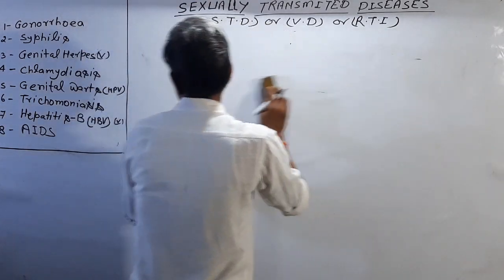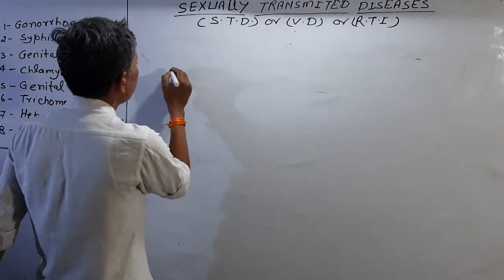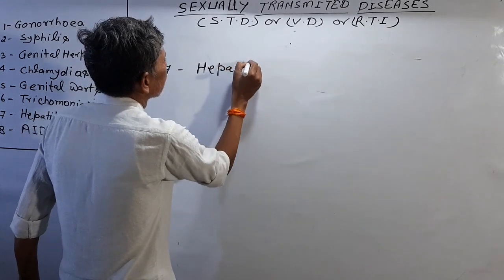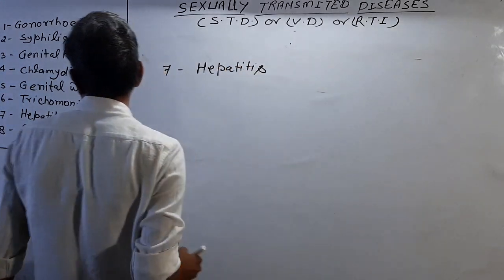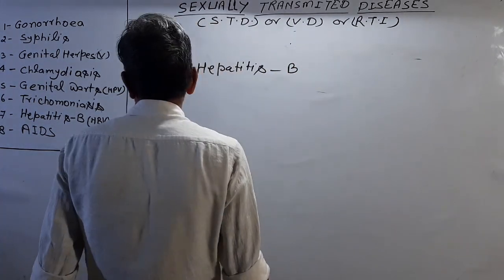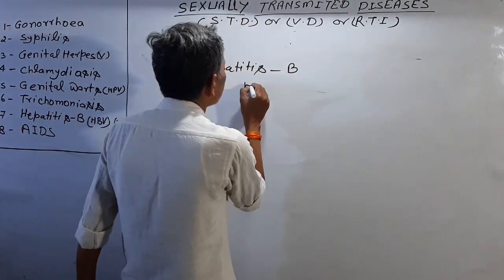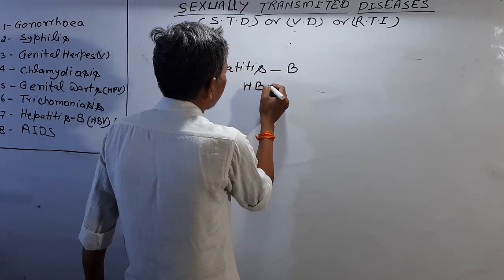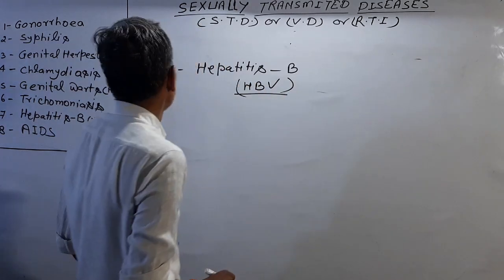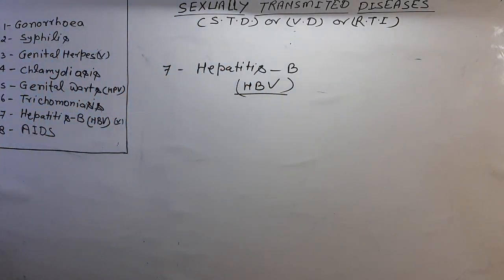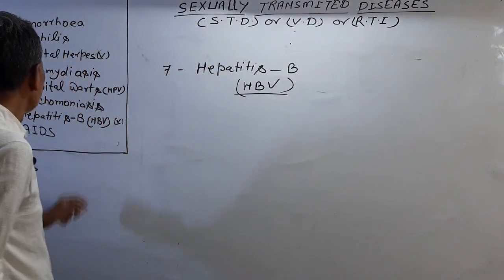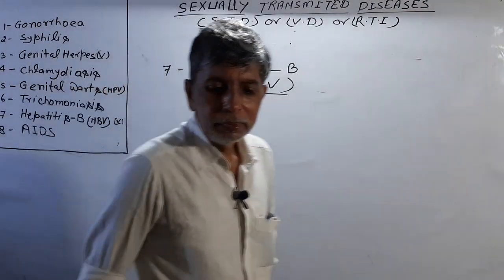The seventh disease is hepatitis B, very common. So we see here hepatitis B. You already know the HBV virus, the hepatitis B virus. The disease is caused by the HBV virus, the human hepatitis B virus. So this is a viral disease, a very common disease.